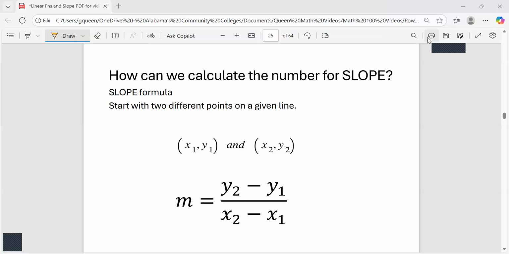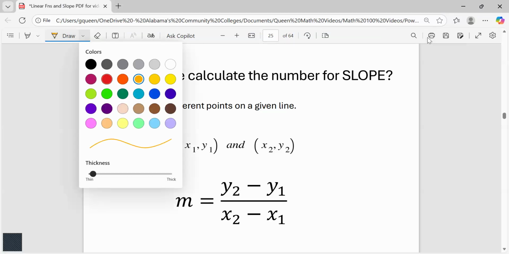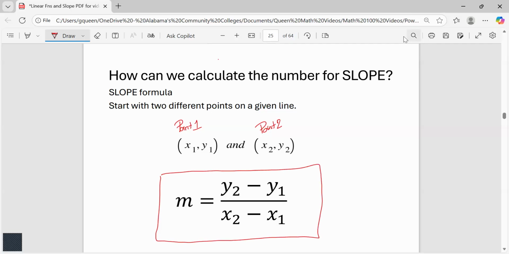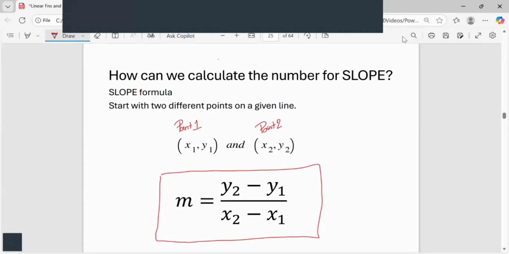So we have 2 different points here. We'll call the first point number 1, x1, y1. And the second we'll call point number 2. Okay, and it's x2, y2. So they both have an x, y coordinate to them. To calculate the slope, we use the slope formula. All right, so you need to memorize this if you don't have it memorized already. The slope is equal to y2 minus y1 over x2 minus x1.